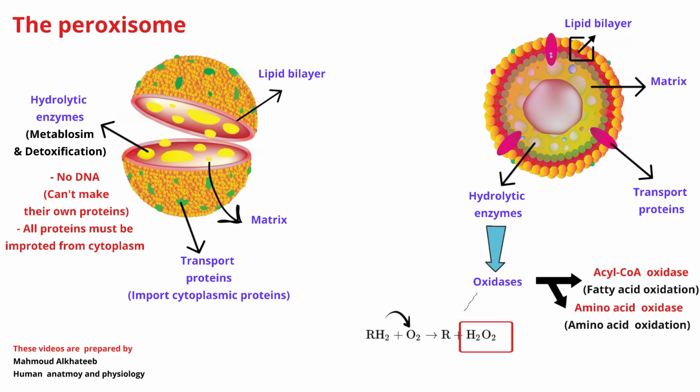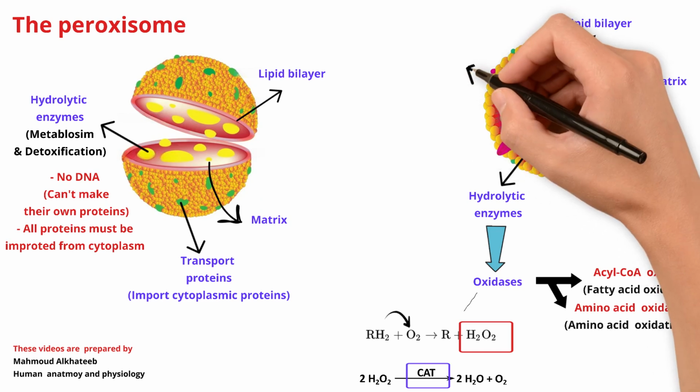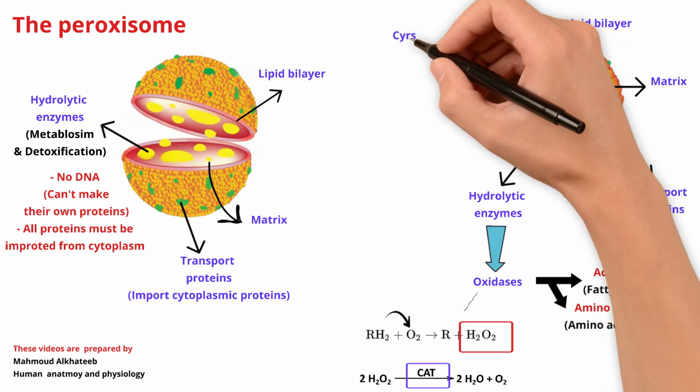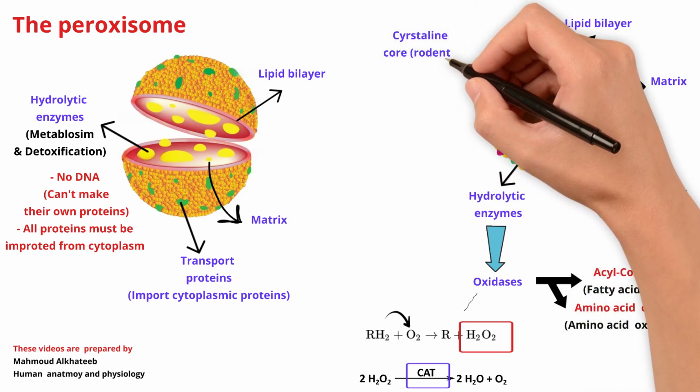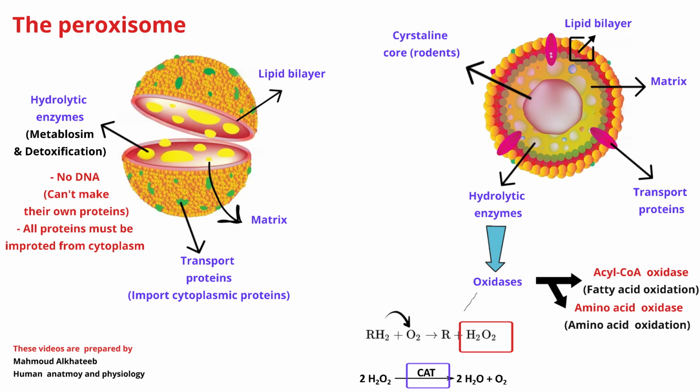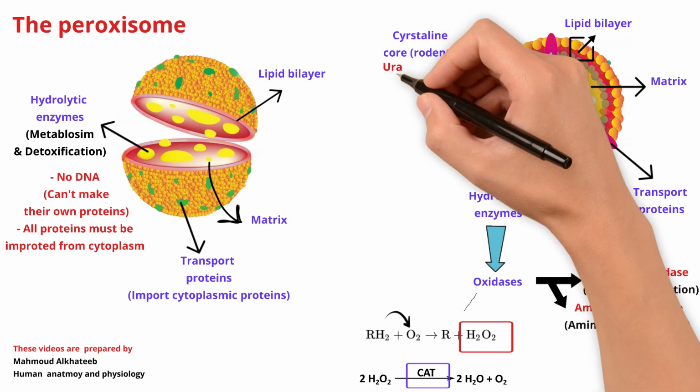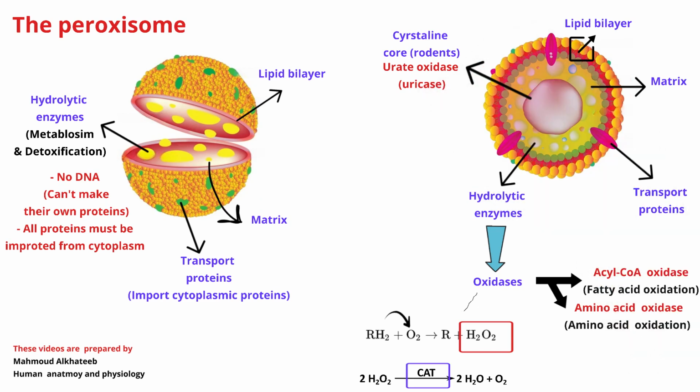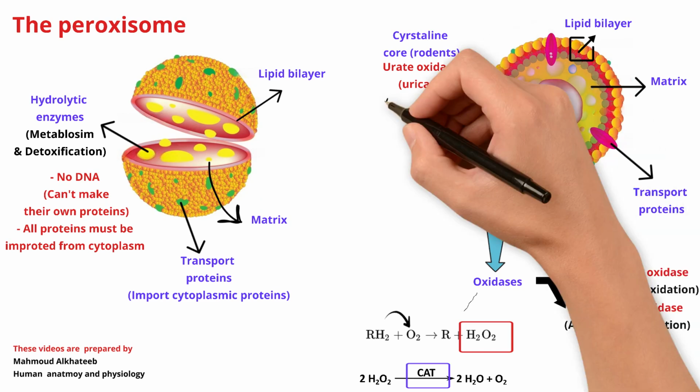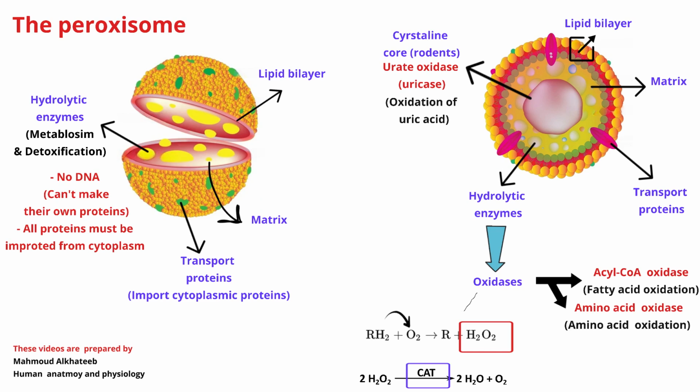Interestingly, in all eukaryotes, the peroxisome matrix contains another antioxidant enzyme known as catalase. The enzyme catalase quickly converts the harmful hydrogen peroxide into water and oxygen to prevent toxic buildup. However, some species like rodents contain a crystalline core in their peroxisomes. This crystalline core is a dense, protein-rich region primarily composed of aggregated enzymes, mainly urate oxidase, or uricase. This enzyme catalyzes the oxidation of uric acid, which is a product of nucleotide metabolism.